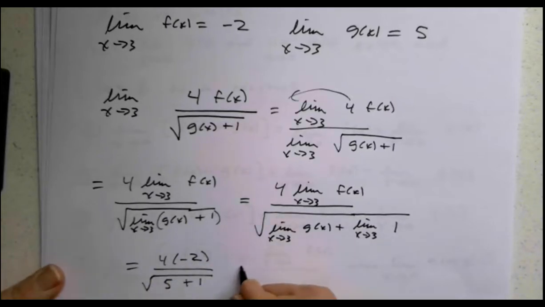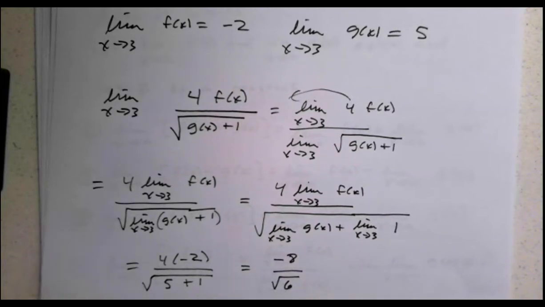I get 4 times -2 upstairs is -8. Root 5 plus 1 is root 6. So -8 over root 6, a perfectly good answer. In calculus, we tend to prefer no square roots in the bottom, so rationalize the denominator, but do not feel compelled to make that change as you go along. But keep in mind, the main idea of this lesson is to evaluate easy limits. Really, all you've got to do is plug it in. If you've got a polynomial, you can find the limit of a polynomial by plugging in that value.